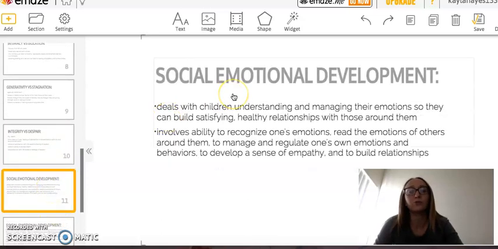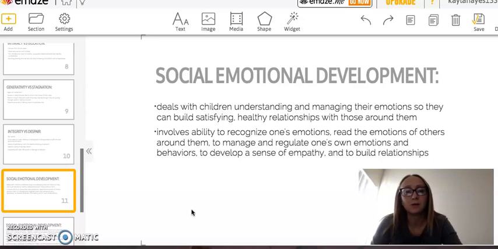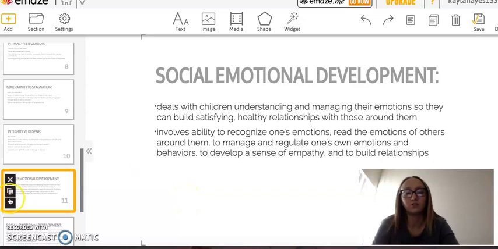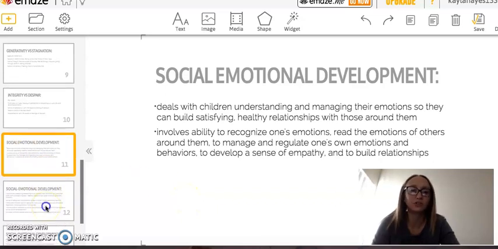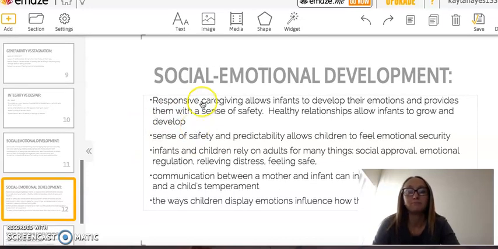And then moving on to social and emotional development. Essentially, this theory deals with children being able to understand and manage their emotions so that they can build these satisfying, healthy relationships with people around them. It involves the ability to recognize one's own emotions, be able to read the emotions of other people around them, to manage and regulate one's own emotions and behaviors, and to develop a sense of empathy. And then with all this comes the ability to build meaningful relationships. So a bit about social emotional development.